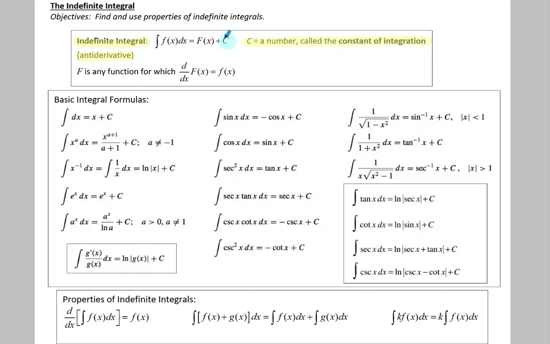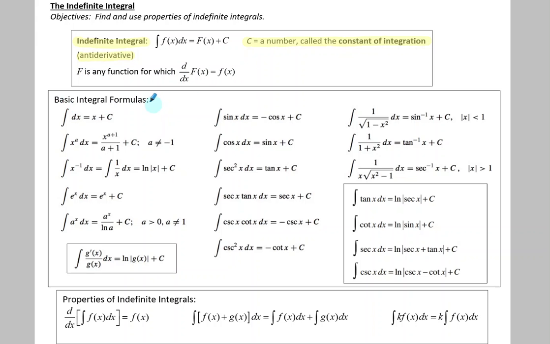Remember that when we take the derivative of a constant, it is 0. So looking back to the integrand, there is a plus 0, of course. Therefore, we have to have that constant in every indefinite integral. And capital F is any function for which the derivative of capital F equals lowercase f. This just shows us that capital F represents the antiderivative.